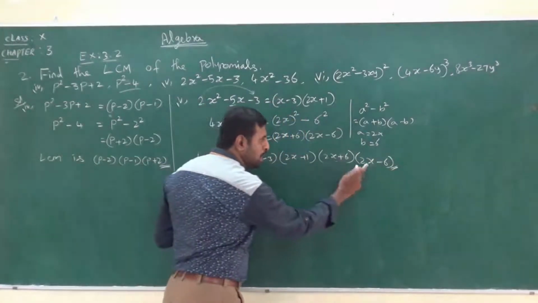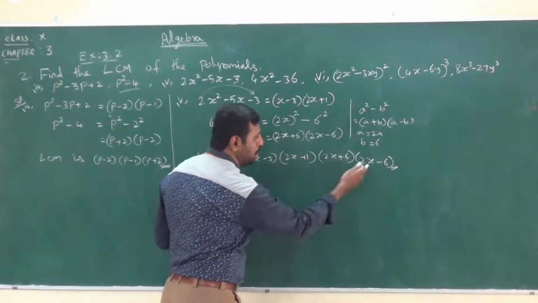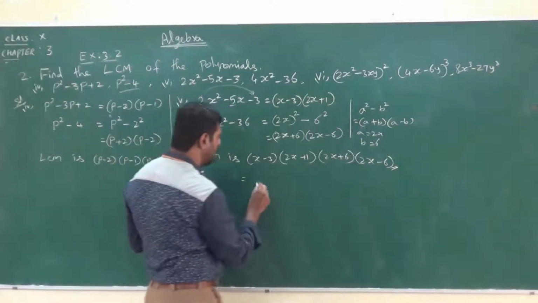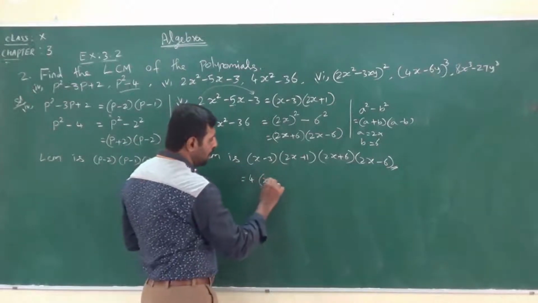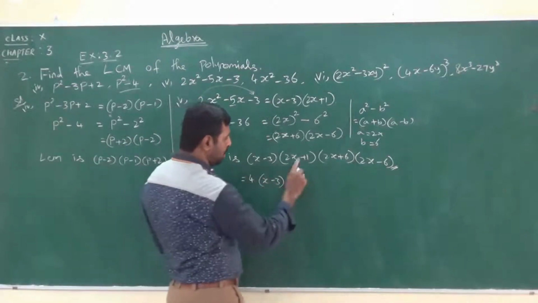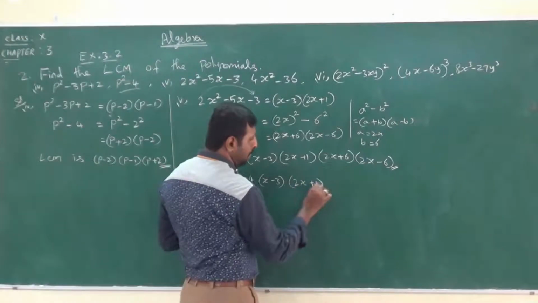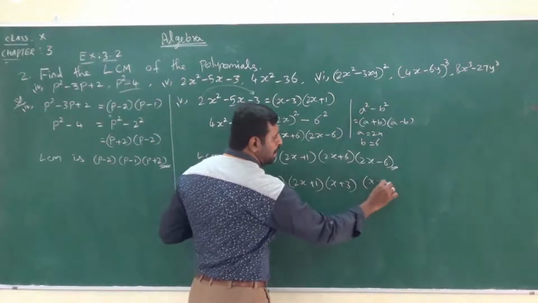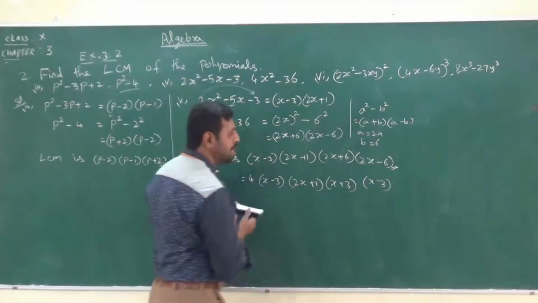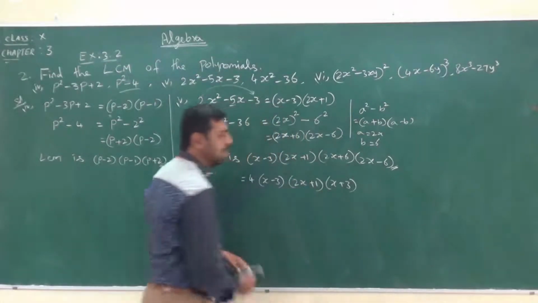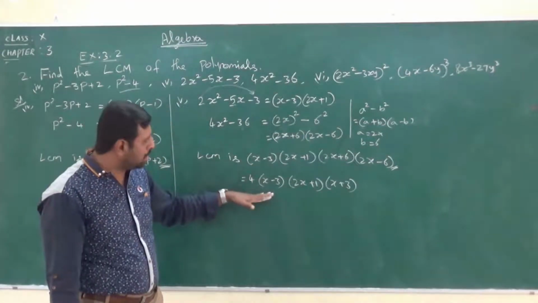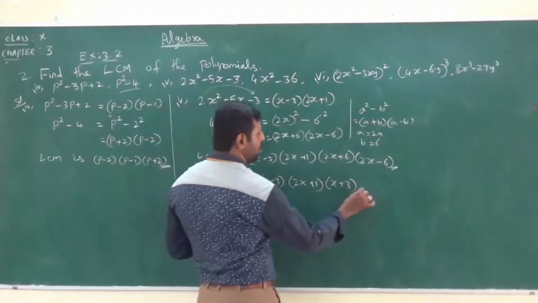Or here we take the common terms outside. 2 into 2 is 4, then x minus 3 and then 2x plus 1. Here we have x plus 3, and here we have x minus 3. X minus 3 is already taken. So let the term stay as it is in the LCM, or otherwise we can take this also as an LCM.